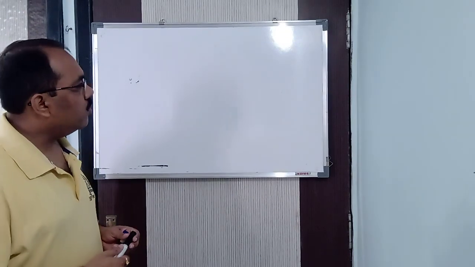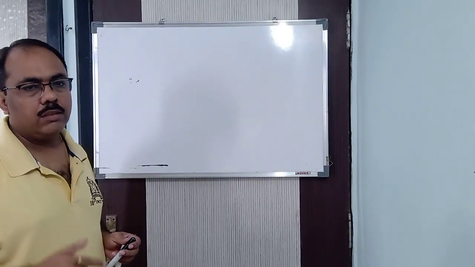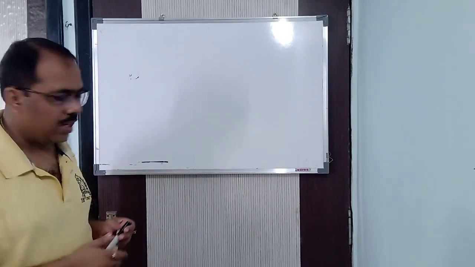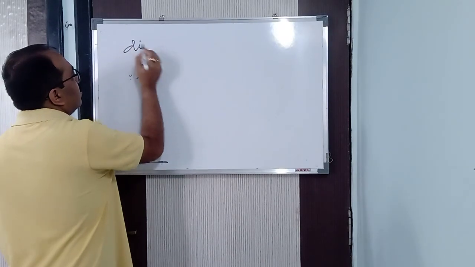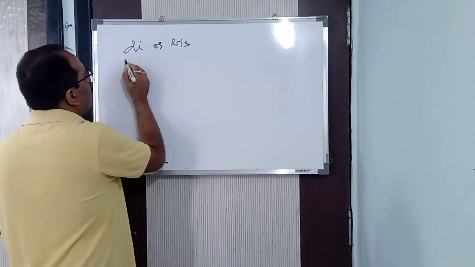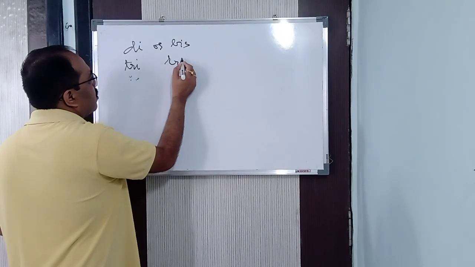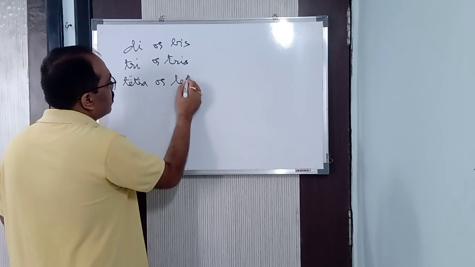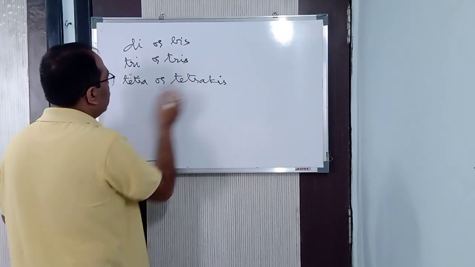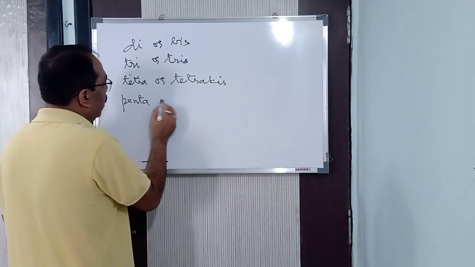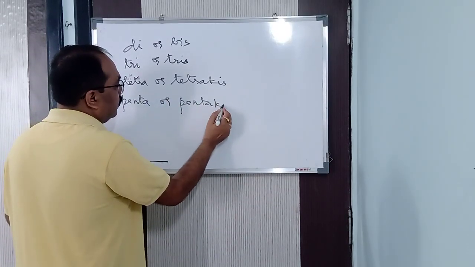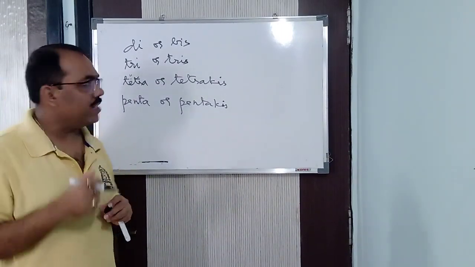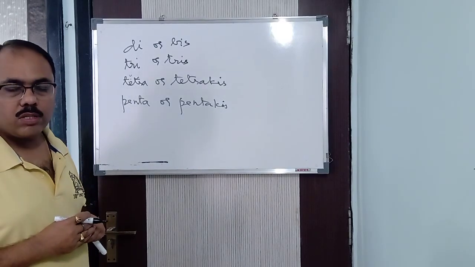Now, one more thing: instead of di, we can also use bis. Instead of tri, we can use tris. Instead of tetra, we can say tetrakis. Instead of penta, we can say pentakis. Like dichloro, we can also say bis chloro.